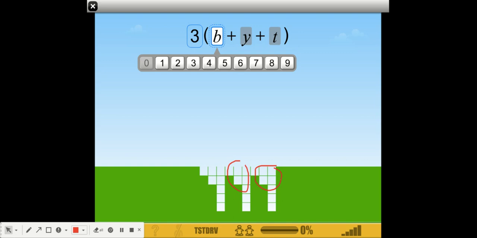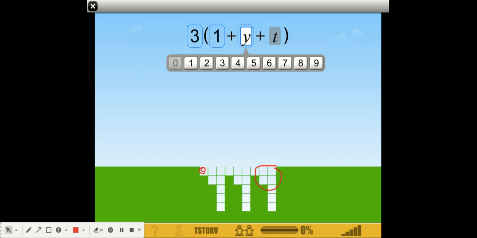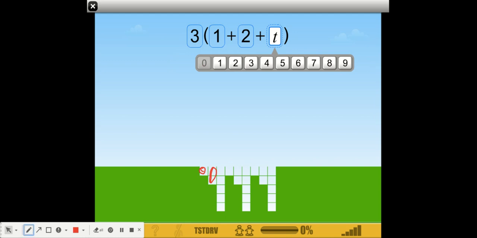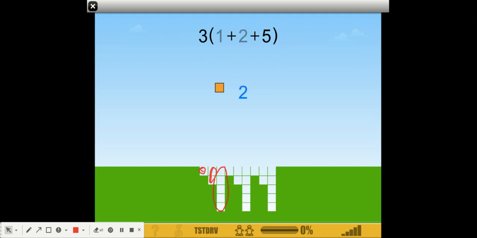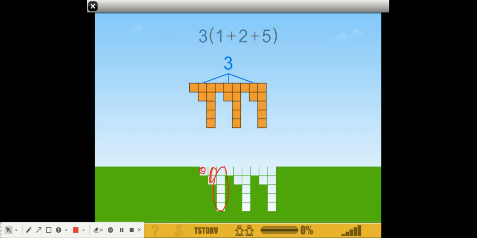Next, we're going to look at the number of units in each row in the group. So we have 1 first. So that means that our B is going to equal 1. And then our Y, there's 2. And for T, there is 5. That means we have 1 plus 2 plus 5 times 3.